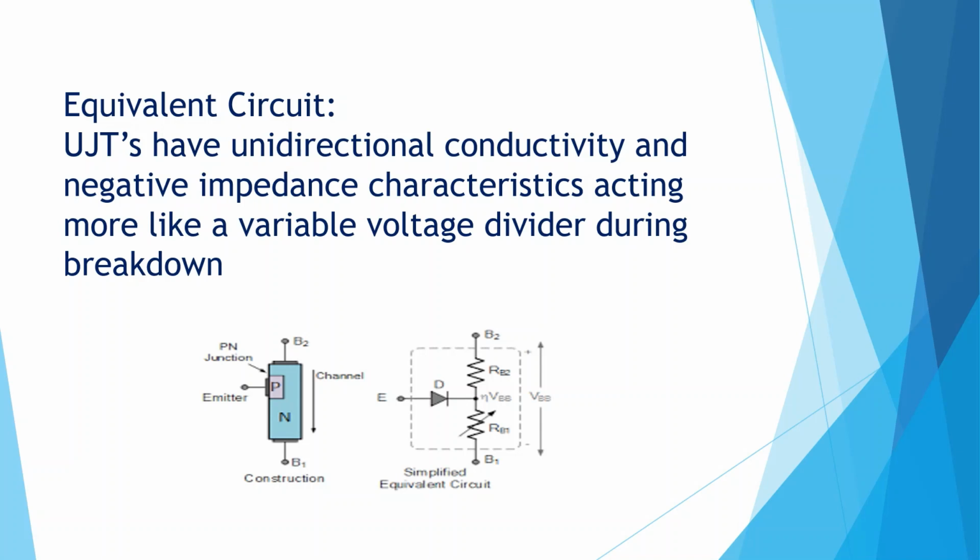It should be noted that at point A, RB1 is greater than RB2. I am saying that because this PN junction is formed close to base 2 as compared to base 1. So the resistance between base 1 and the emitter will be large as compared to the resistance between base 2 and the emitter.